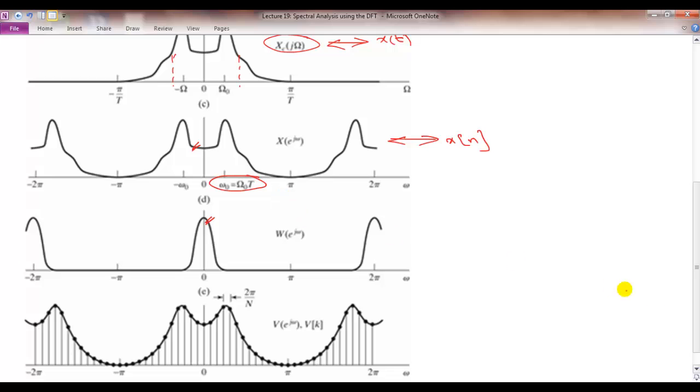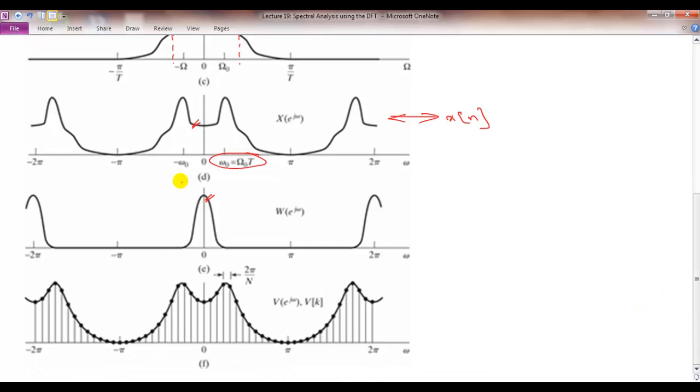Okay? And once you do the convolution, then you see that the convolution with this hump is going to smooth out your curve even further. So if you, for example, focus on this region and look here, that region is sort of gone, right, because of the smoothing effect of this convolution with this function. Okay, so this is your V of e to the j omega, and then you compute samples of this thing. So you compute the DFT coefficients, which are samples of the V of e to the j omega.